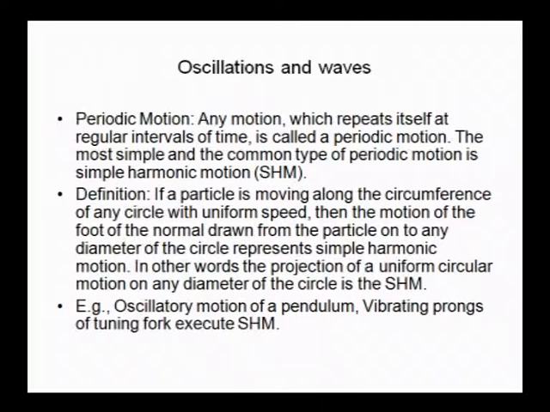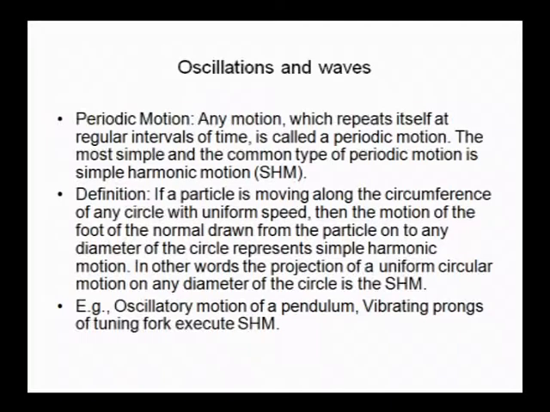An example is the oscillation of a clock pendulum. The vibration of the clock pendulum repeats after every 1 second. So, it is a periodic motion. Also, simple harmonic motion is an example of periodic motion. Next, let us know what is simple harmonic motion.